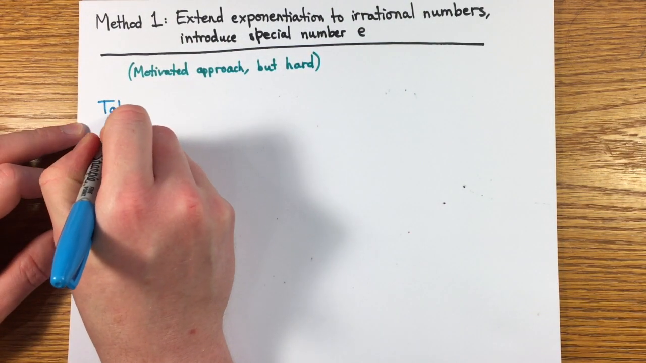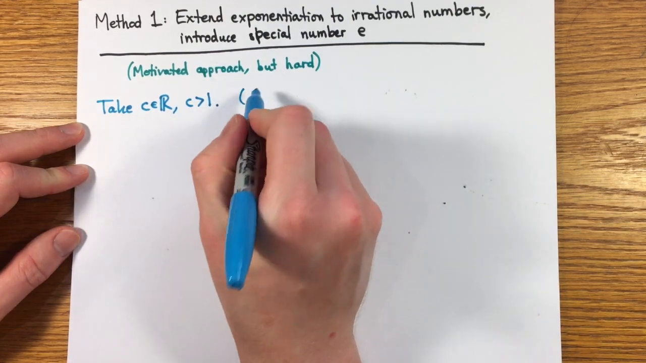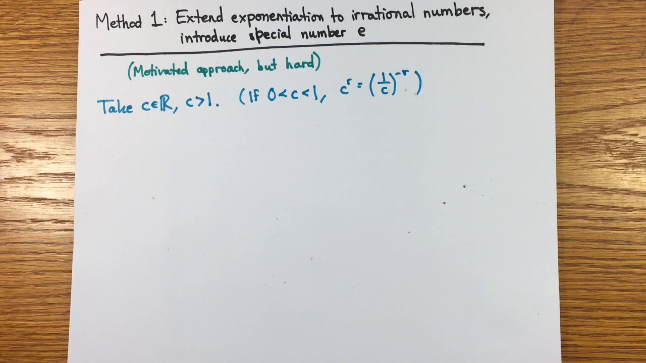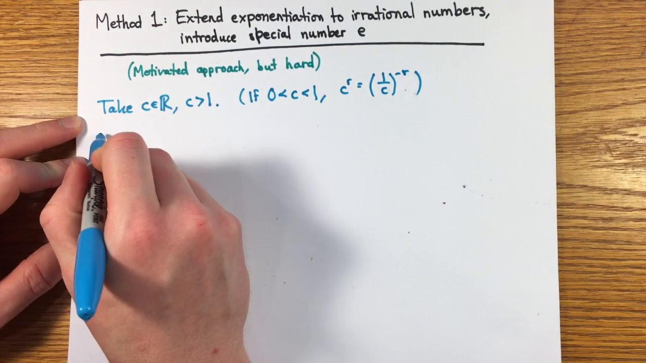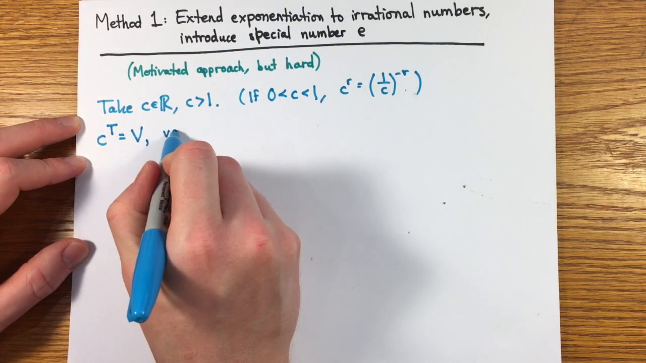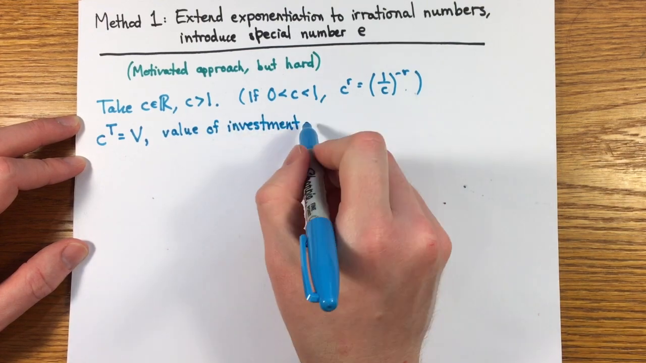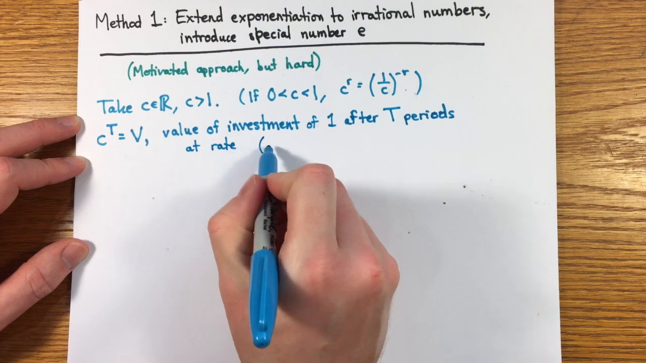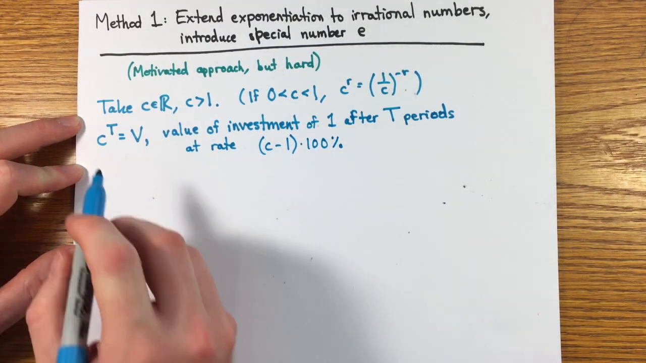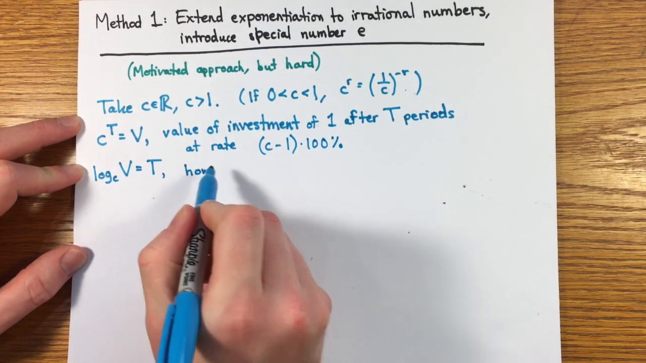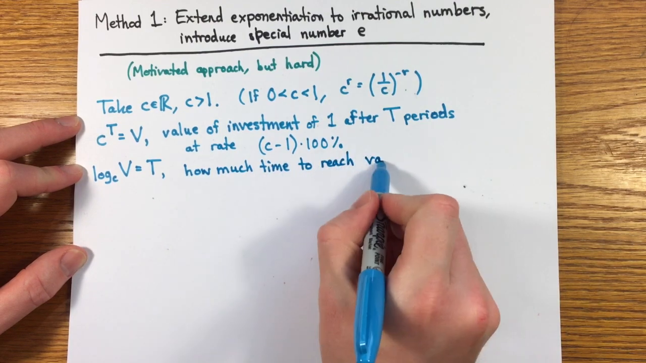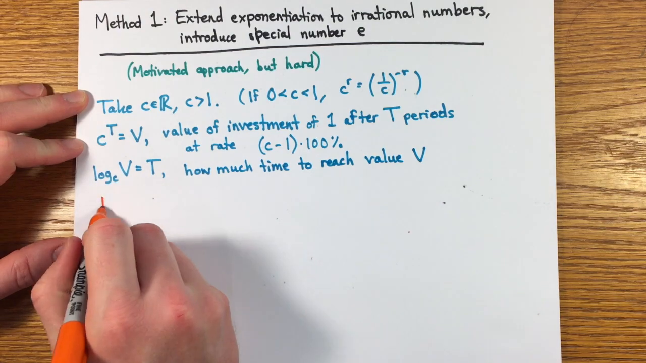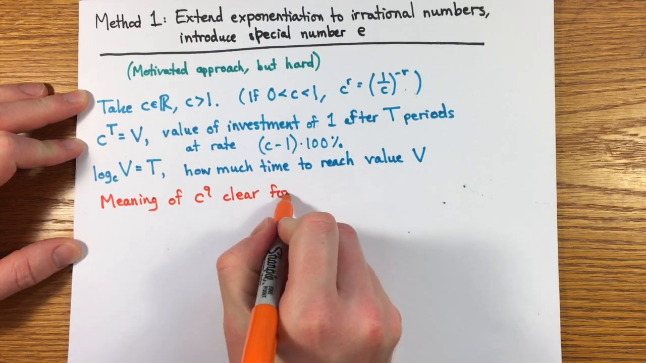So let's fix a number c greater than 1 as our base. If the base c is between 0 and 1, then c to the r equals 1 over c to the minus r. A natural context for this operation is compound interest. For integer exponents t, c to the t equals v is the value of an investment of $1 after t periods at the interest rate, which we usually quote as c minus 1 times 100%. And you can also think of the inverse operation, what we call the log to base c, as giving the amount of time until the investment reaches a given value.